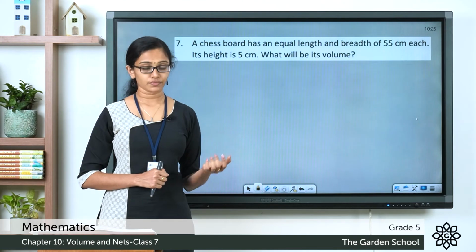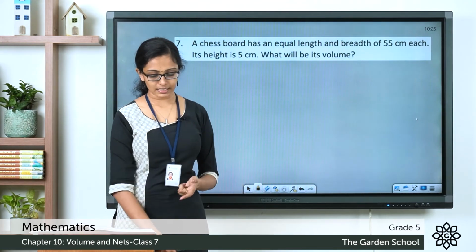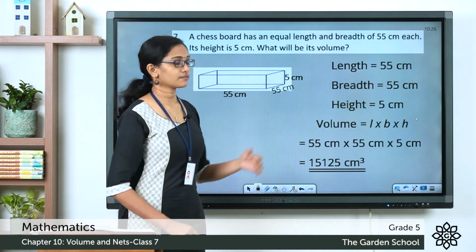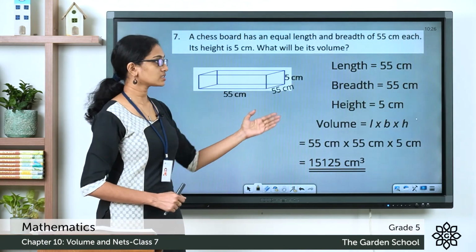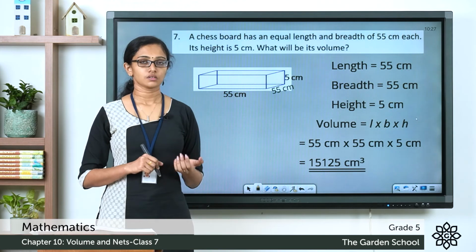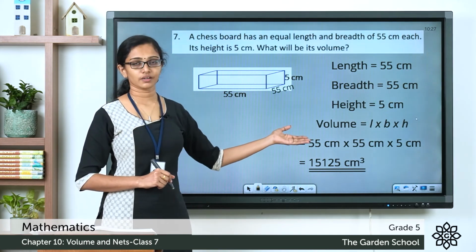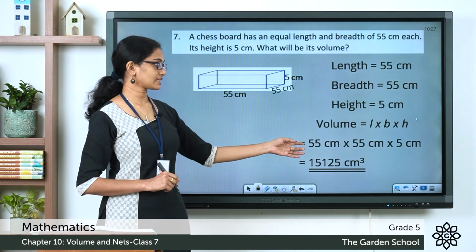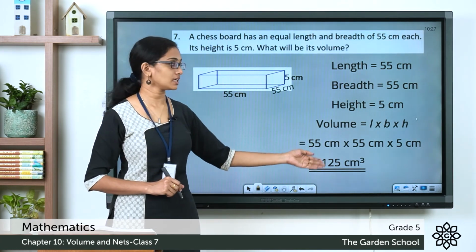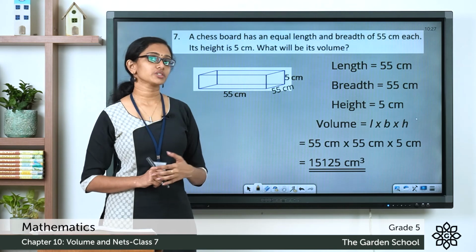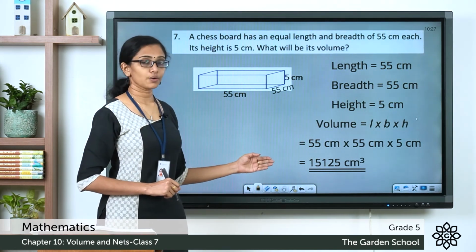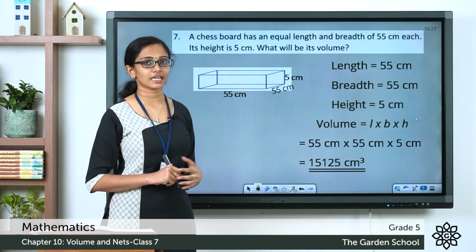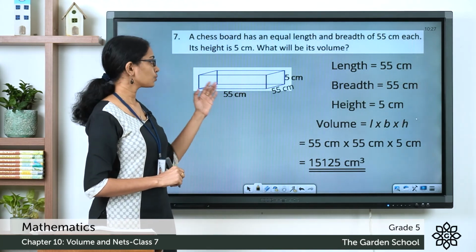So the dimensions of this chessboard are given and it says that the length and the breadth are the same and it is equal to 55 centimeter and the height is equal to 5 centimeter. So by formula, the volume is equal to L into B into H, and that is equal to 55 centimeter into 55 centimeter into 5 centimeter, which gives you the answer 15,125 centimeter cube or cubic centimeters, and that is the volume of this chessboard given here.